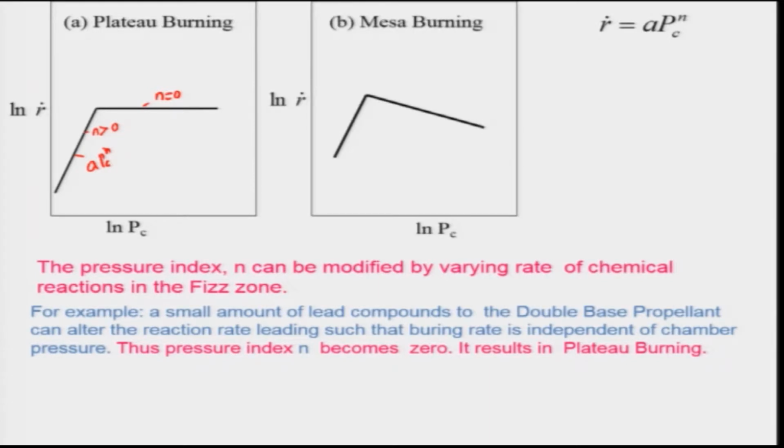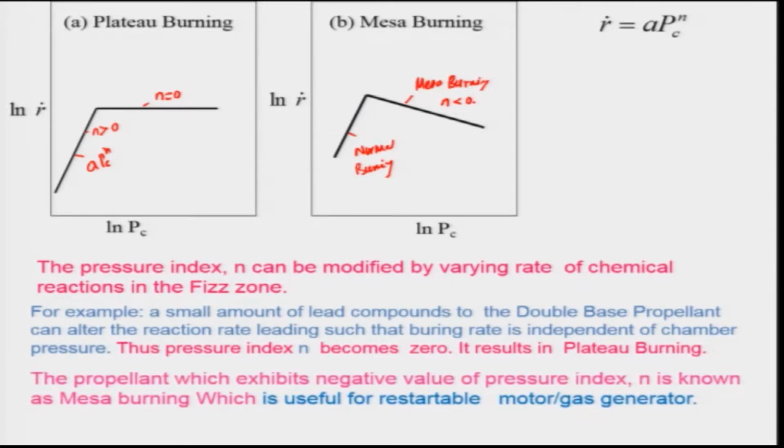And keep in mind that when n is negative, then you can have a mesa burning. This is basically normal burning, we call it normal burning, and this is because the slope of this is negative. So, therefore, n will be negative, and this is known as the mesa burning, because n is less than 0, or negative. And this propellant which exhibits a negative value of the index is known as the mesa burning, as I told, which is useful for restartable rocket motors or the gas generator.